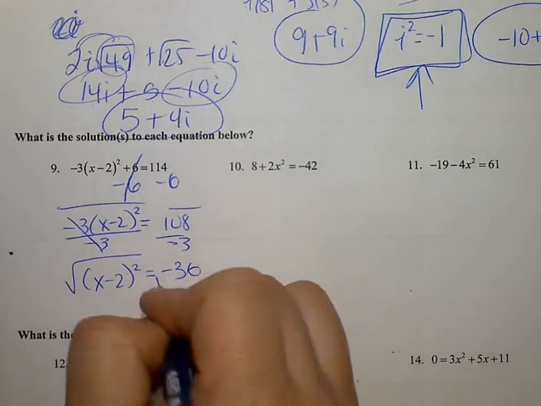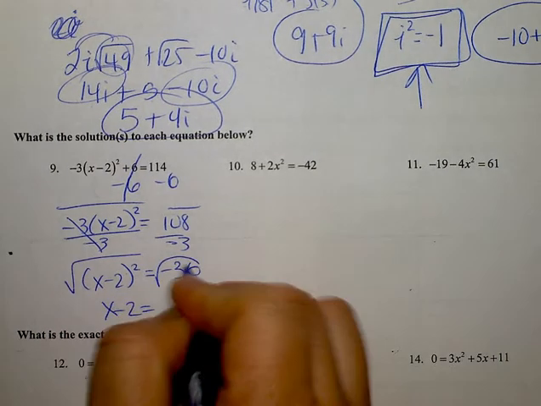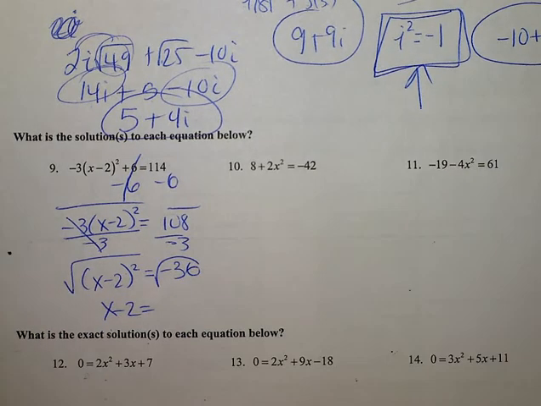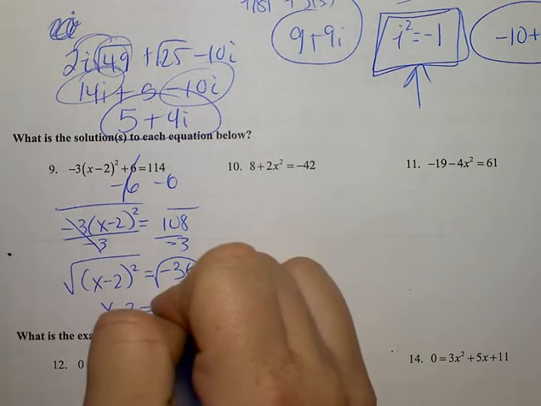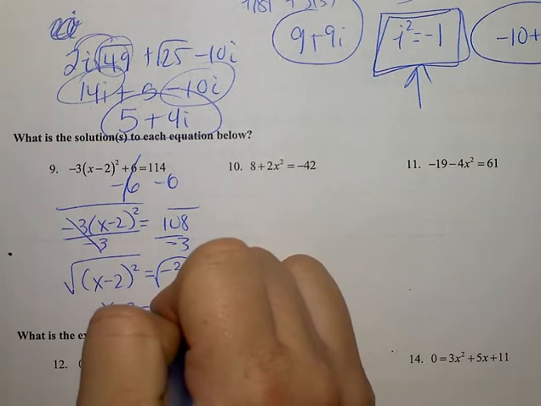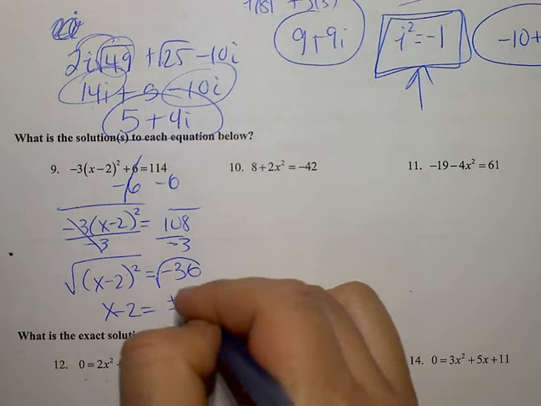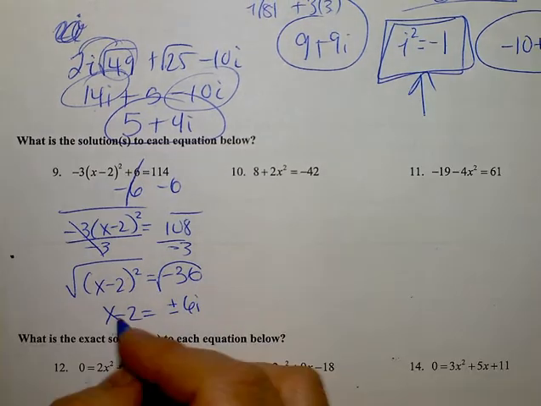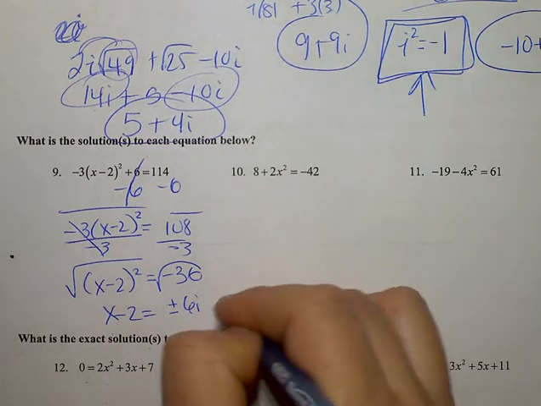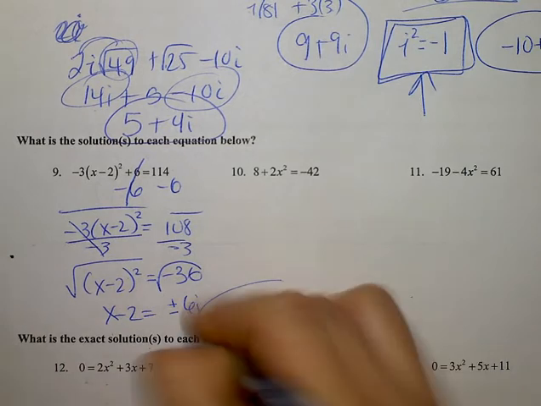Take the square root. Can you take the square root of a negative? So this comes out front as an i. So I have plus or minus, because there's two answers, plus or minus 6i. Then I add 2 to the other side, and I get 2 plus or minus 6i. That's the correct answer for number 9.